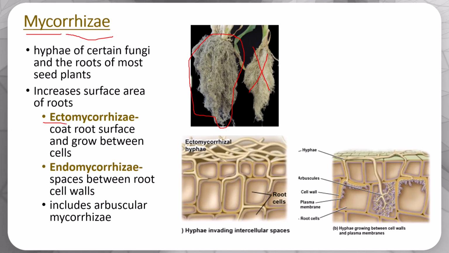So there's ectomycorrhizae and endomycorrhizae. Ecto is outside. So the ectomycorrhizae don't actually grow inside of the cells, right? They're not inside of the cells. They're around and between the cells, still increasing the root surface area. Endomycorrhizae, on the other hand, are inside the cells and also outside and around, but they actually penetrate into the cells and grow inside of the cells. This includes the arbuscular mycorrhizae.